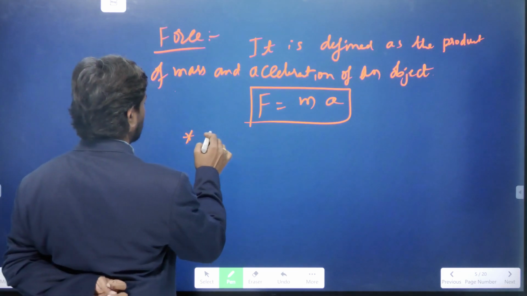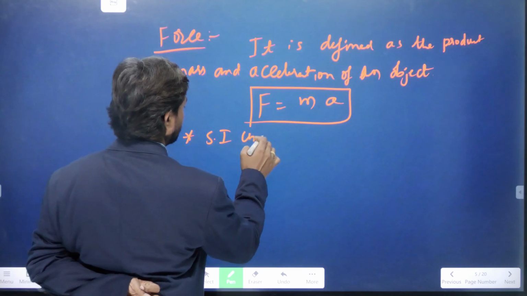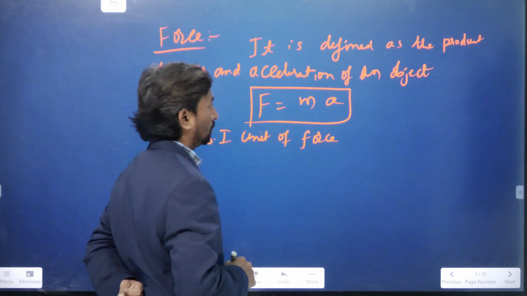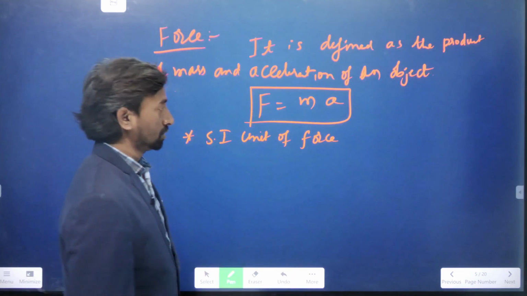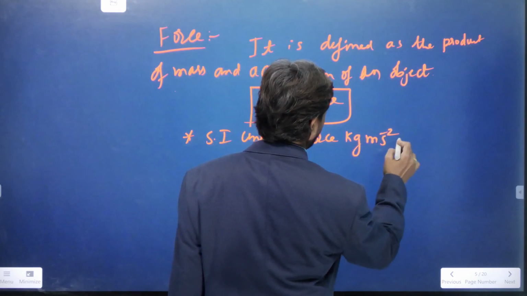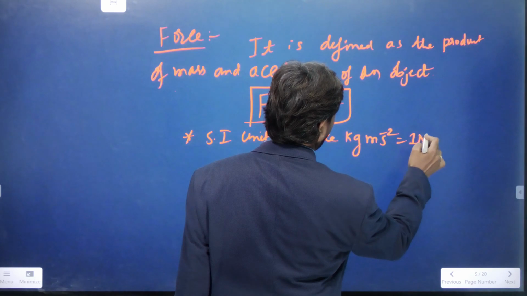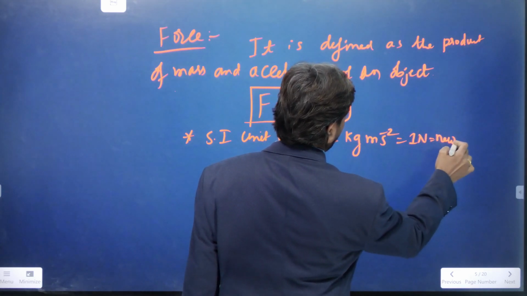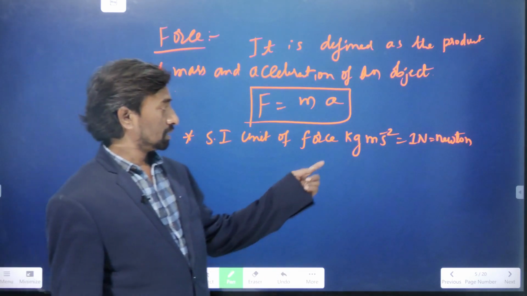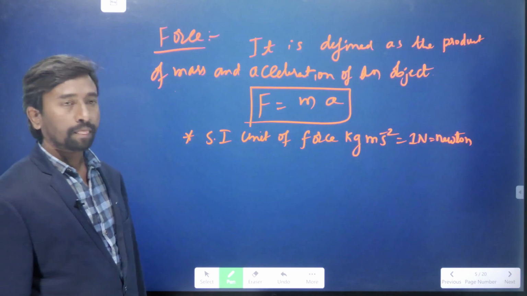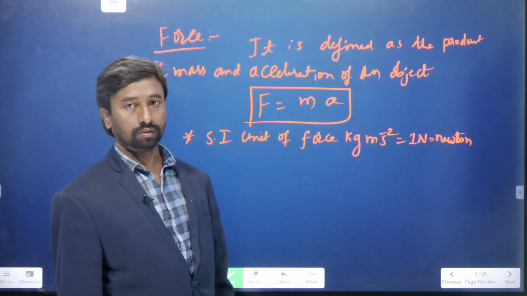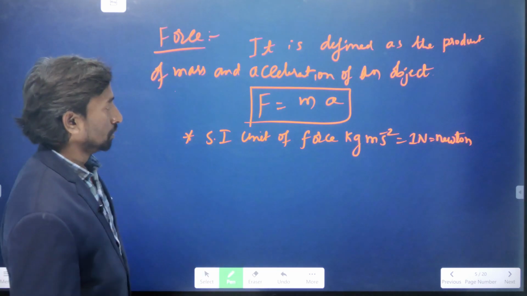So the SI unit of force can be written as mass into acceleration. Now mass is measured in kg, and acceleration is measured in meter per second square. So kg meter per second square is said to be 1 Newton. How can we define a Newton? If a body of 1 kg mass is moving with 1 meter per second square acceleration, then the force acting on the body is said to be 1 Newton. That is the definition of the Newton.